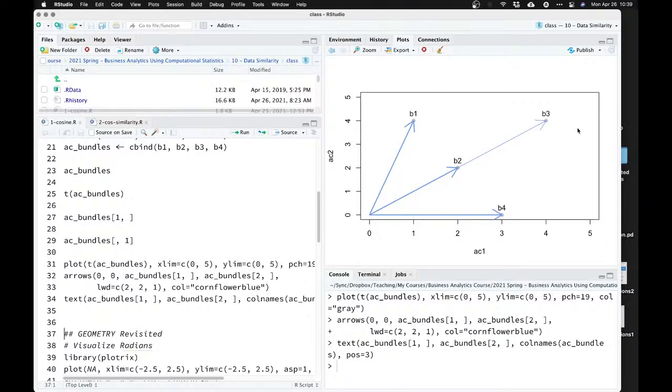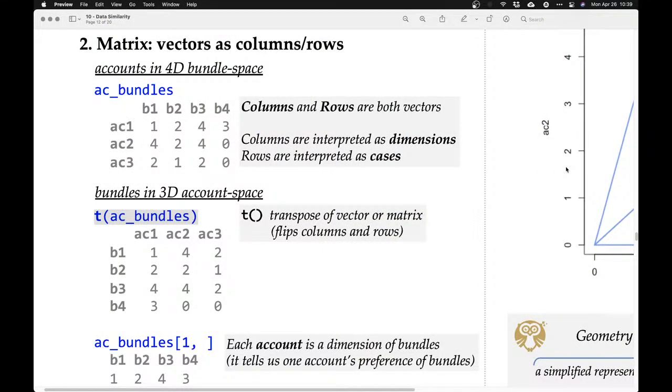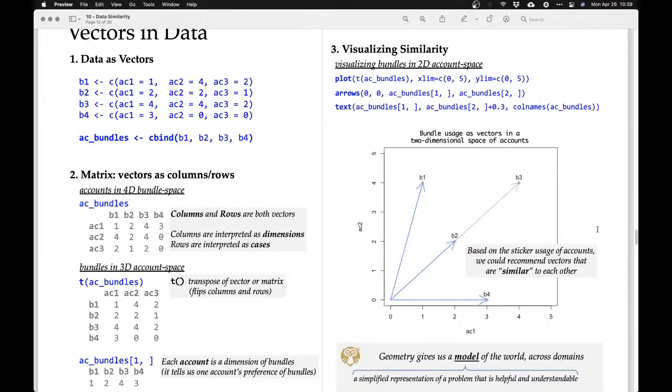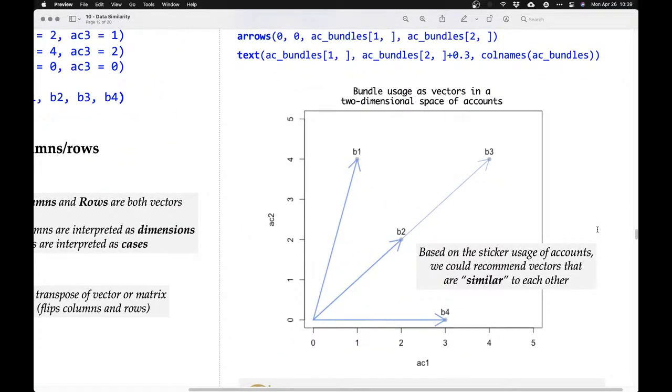Okay, what you're seeing here is four bundles. This is going to be difficult. Four bundles in two-dimensional space. I am ignoring account number 3 for now. Please bear with me, okay? I'm ignoring account number 3 for now because it's a little hard to do a three-dimensional plot. It's possible, but then it gets a little weird to compare things.